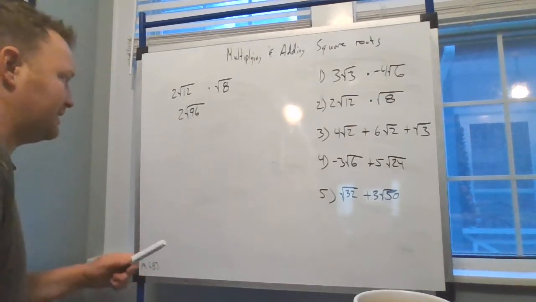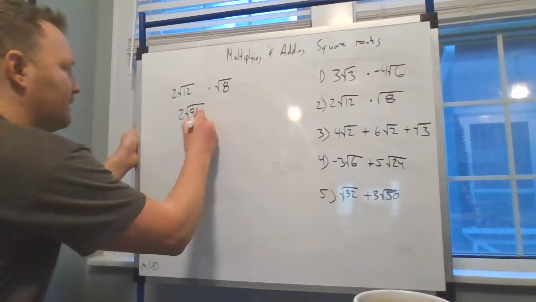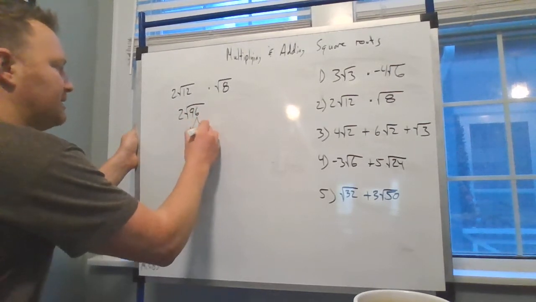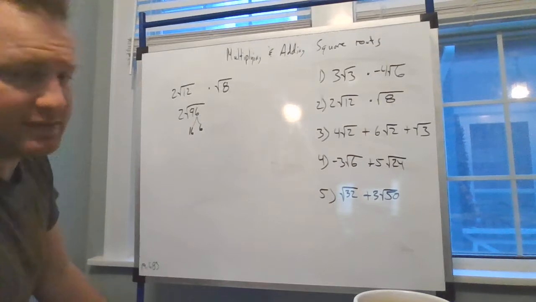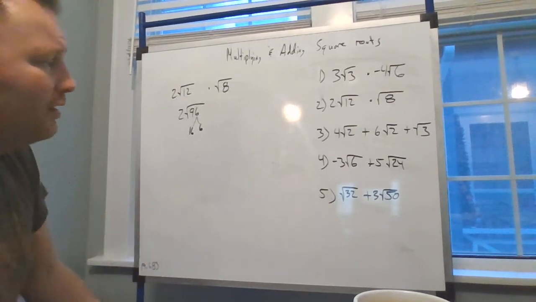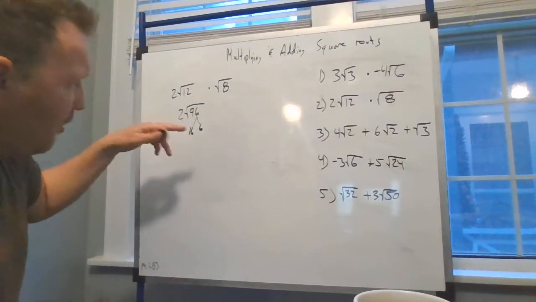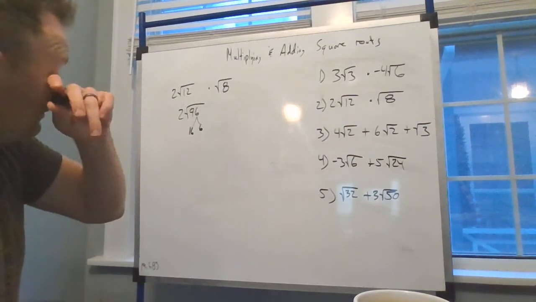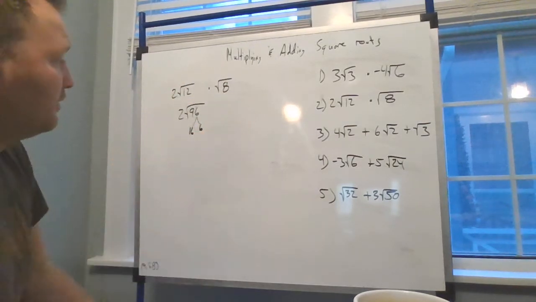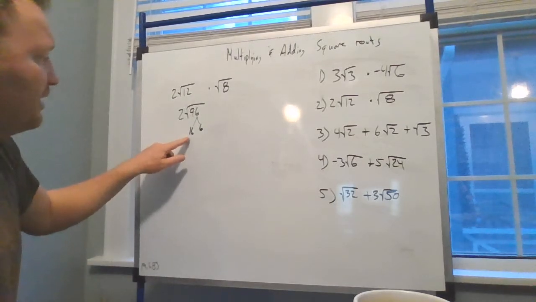96 divided by 16 is 6. Why did I choose 16 first? Because it's a bigger number. I could have chosen 4, I would have tried 9, I would have tried all these different numbers, but always start your big perfect square root factors first, because it makes your life a lot easier.